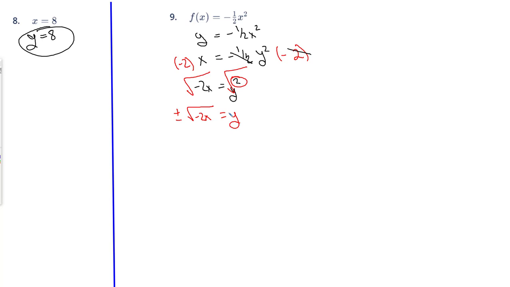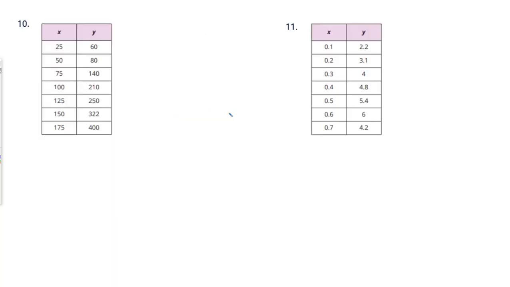Any questions on inverses? Inverses are going to take about half the test. The other half of the test is going to come from the graphs of parabolas and the information of parabolas, the vocabulary of parabolas. So how do I do number 10 and 11?